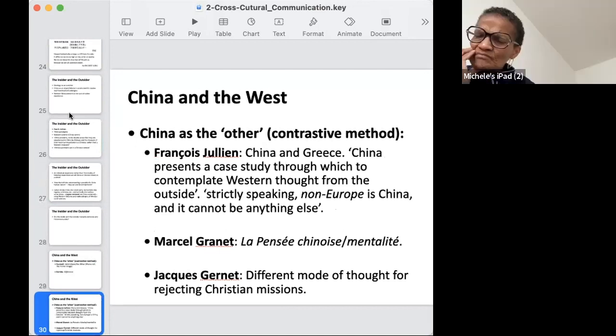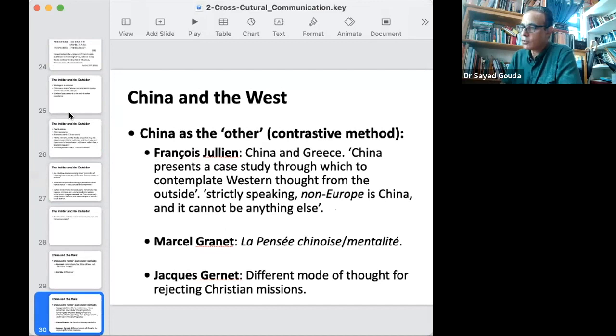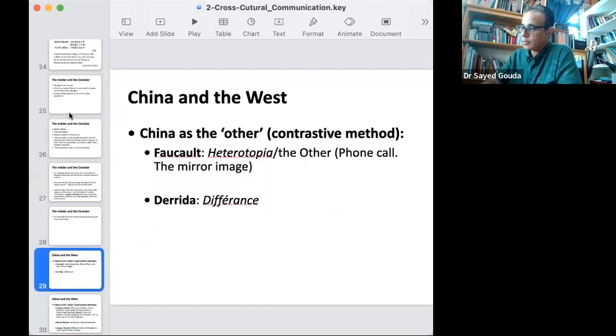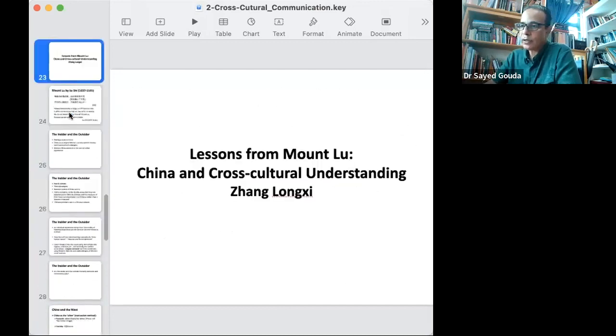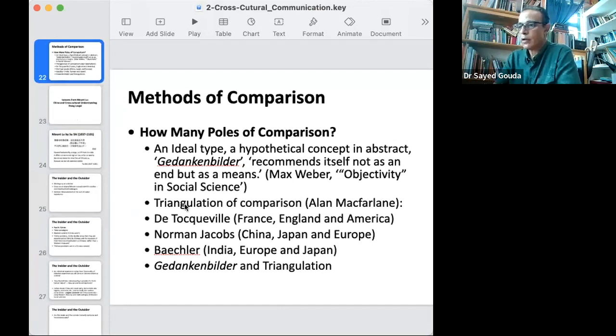But of course, you are right. The West itself is so different. There's a slide here where I showed scholars, like this French Tocqueville, taking France, England, America as an example, and this one, Jacobs, taking China, Japan, and Europe. But again, Europe is too big for a comparison. I agree with you. It's too wide. Which part of Europe do you mean?